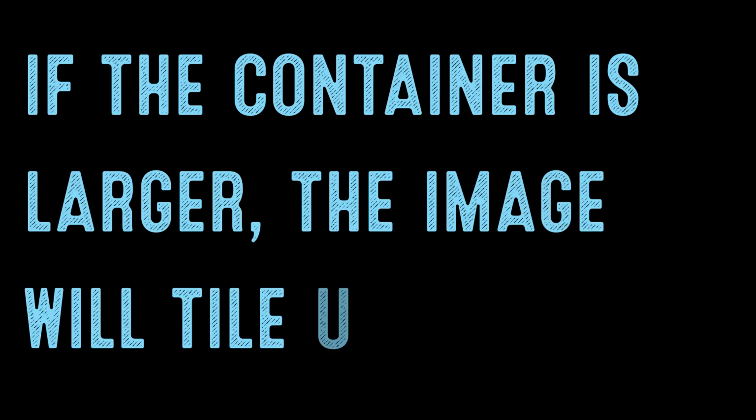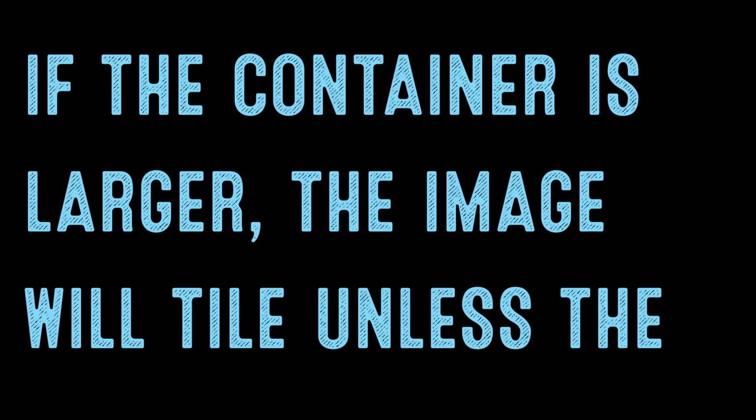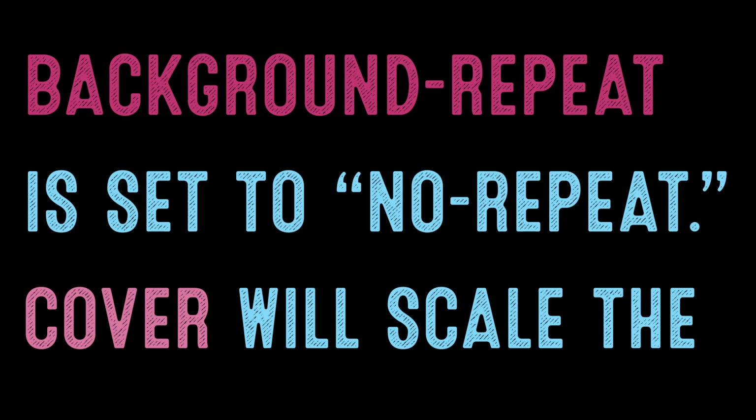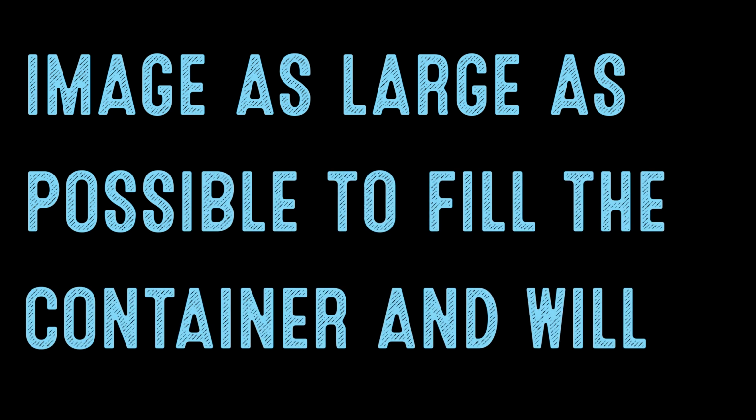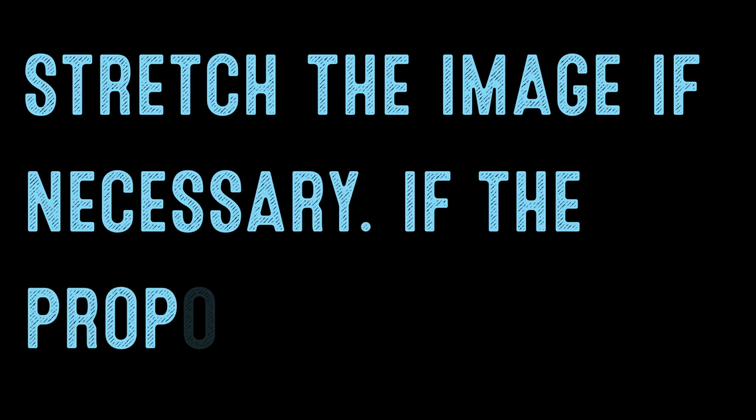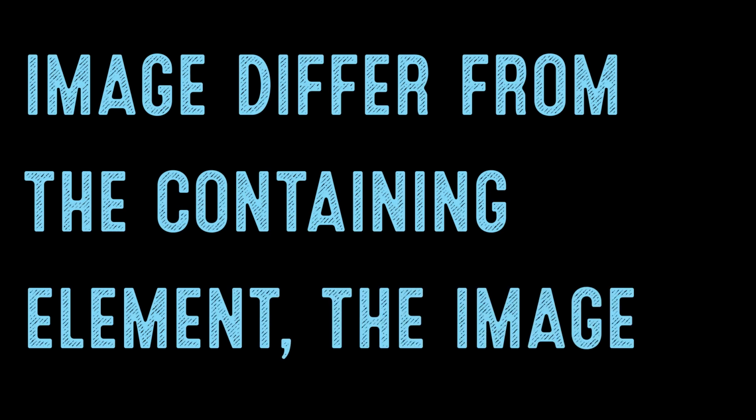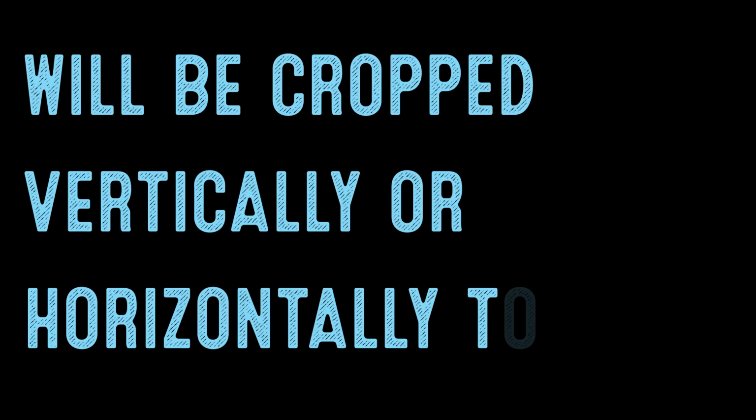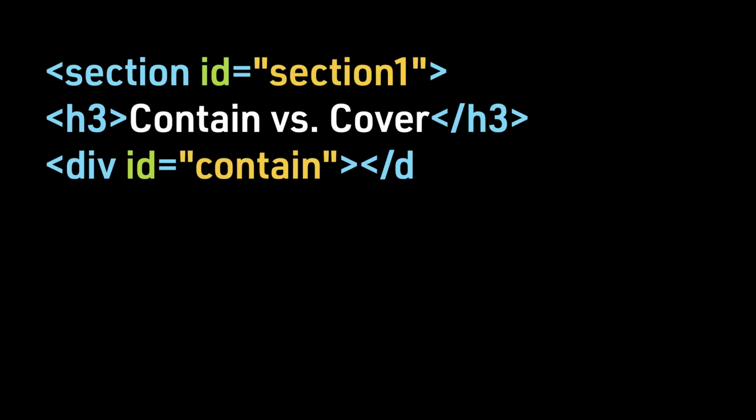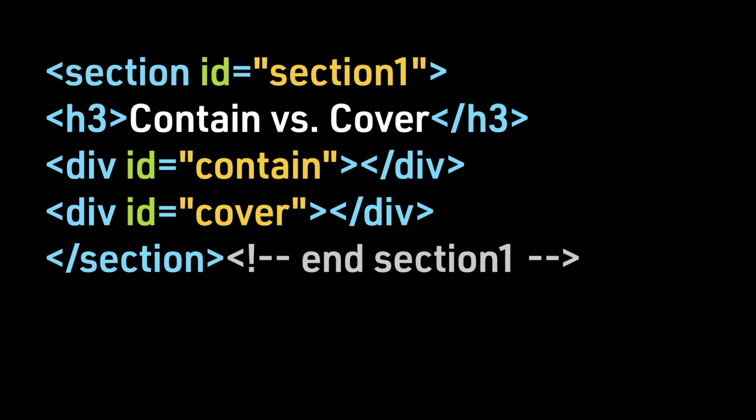If the container is larger, the image will tile unless the background repeat is set to no repeat. Cover will scale the image as large as possible to fill the container and will stretch the image if necessary. If the proportions of the image differ from the containing element, the image will be cropped vertically or horizontally to prevent any empty space. Here is the HTML of our demo file.